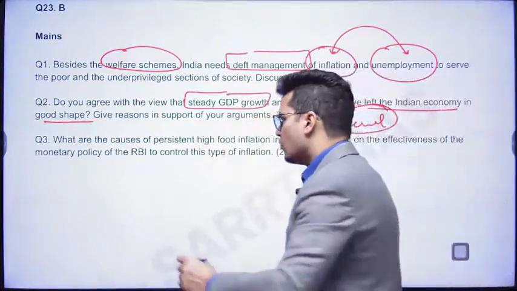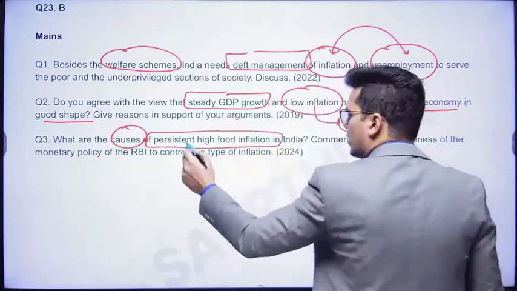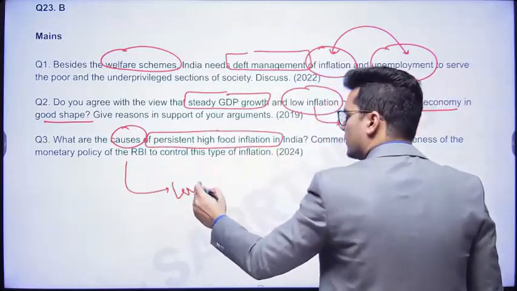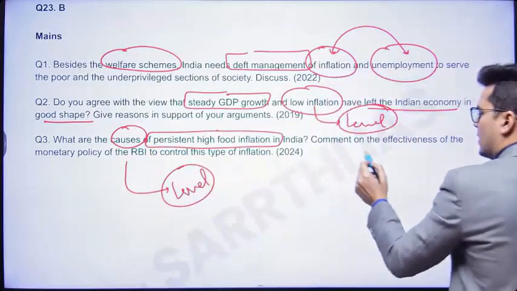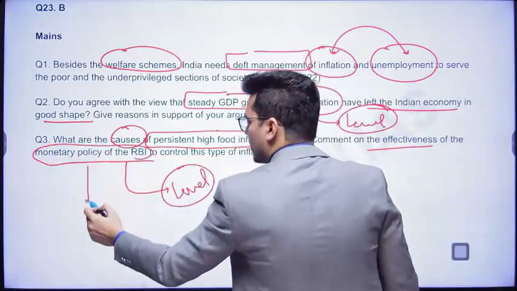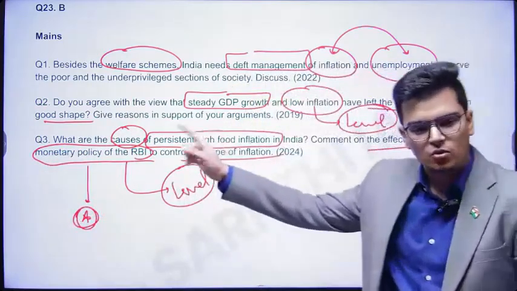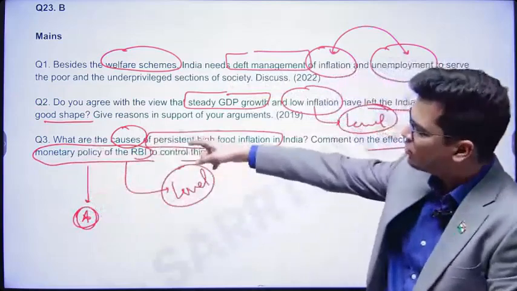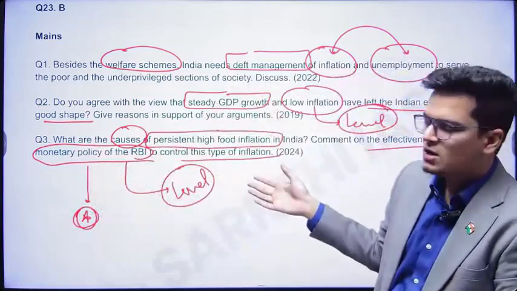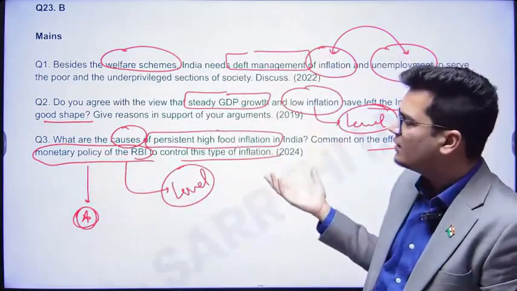Then, what are the causes of persistently high food inflation? Again, a question related to level of inflation in India. Comment on the effectiveness of the monetary policy of the RBI. Recurring theme is there in controlling this type of inflation. That in controlling we use monetary policy. वो बनाता कौन है RBI? इन्होंने खुद ही आंसर में दे दिया. So only if I read the previous year questions, I get a fair idea about a topic.